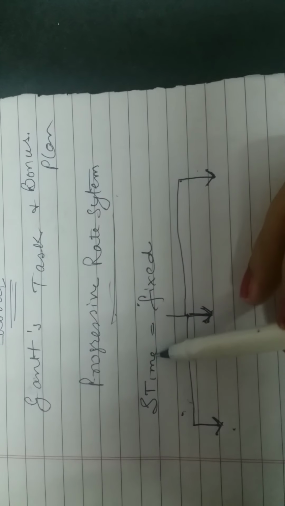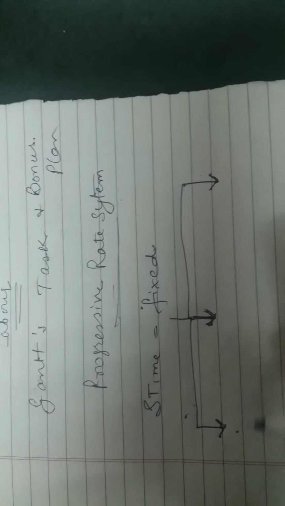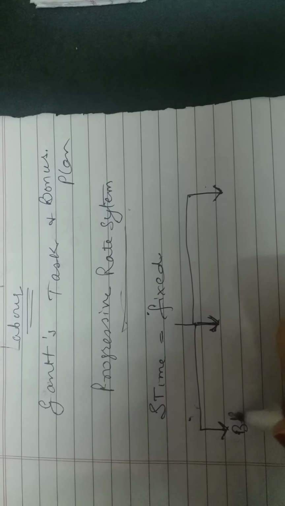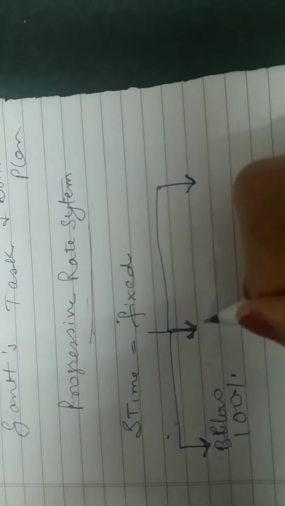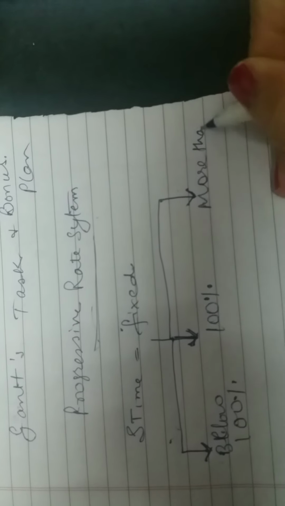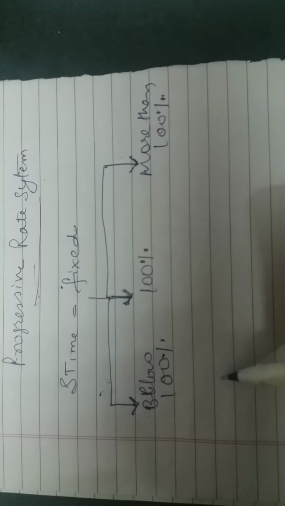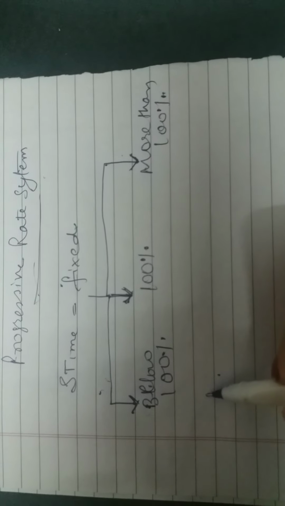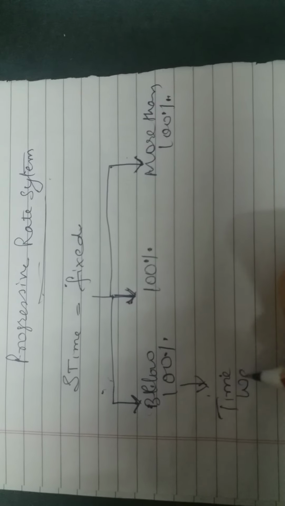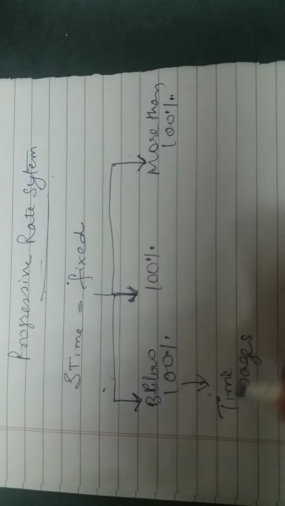As the standard time is fixed, the efficiency is taken in 3 cases: below 100%, then exactly 100%, and efficiency more than 100%. So when his efficiency is below 100%, what would he be given? He would be given time wages. Here the person is given time wages.